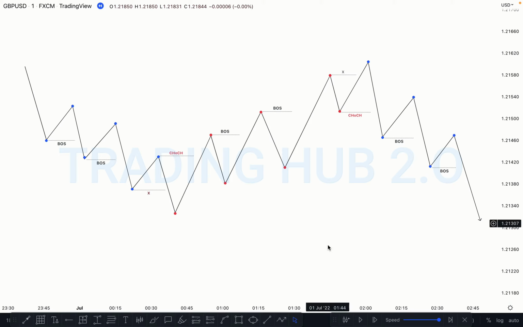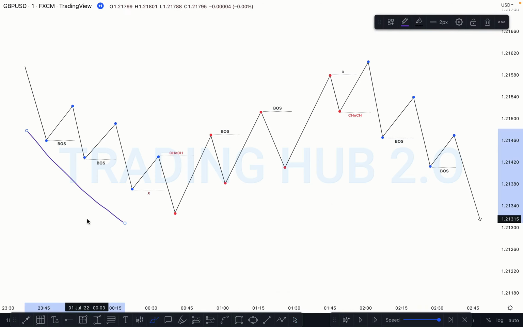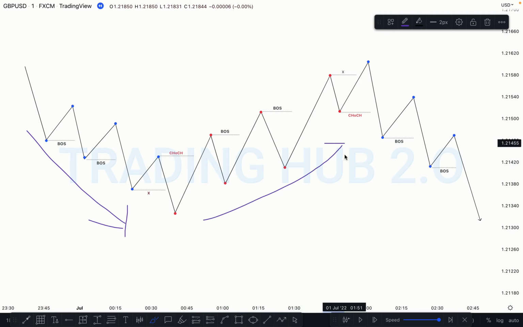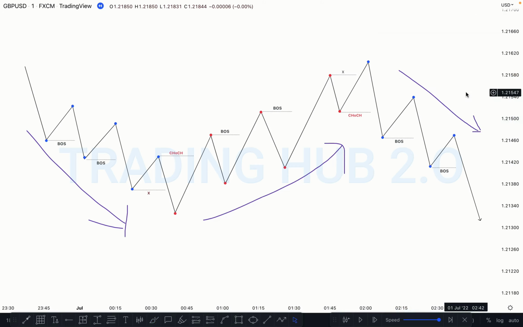When the market creates a lower low, it's called a bearish trend. Right here we can see when the market creates a higher high and pushes higher, this is a bullish trend, and then again a bearish trend. So this is a simple thing. I hope you know very well about these things.